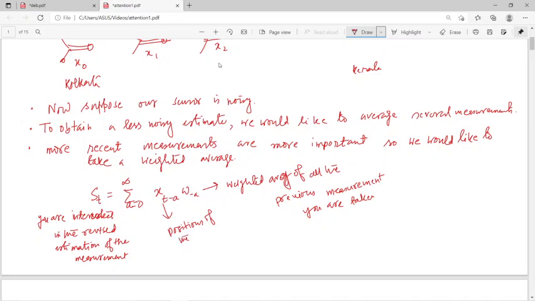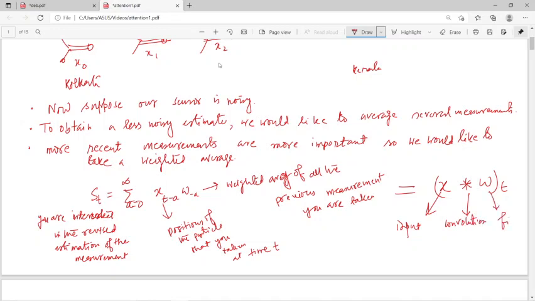These are the positions of, say, the particle that you measured at time instant t, and that can be denoted by x at time instant t. This x is nothing but the input, this is nothing but convolution, and this is nothing but the filter, or the weight.